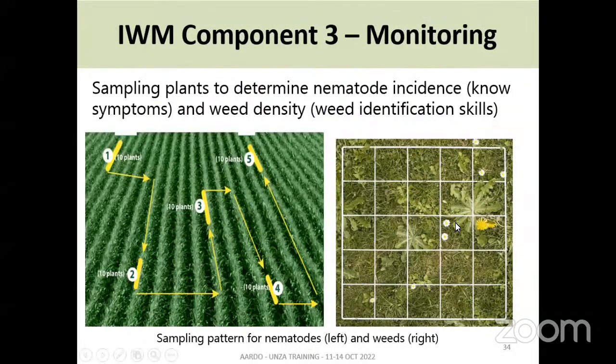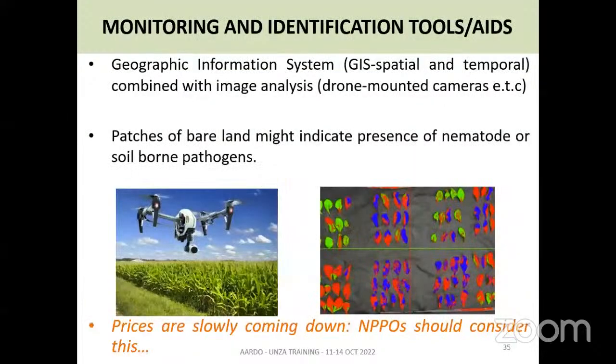Okay, so to help you with the monitoring, for the nematode parts, we have explained this. You walk through the field and you look for those symptoms. For the weeds, you'd have what we would call a quadrat that you randomly throw into the field, and then you count the number of weeds as a way of monitoring to figure out whether the density is increasing or reducing.